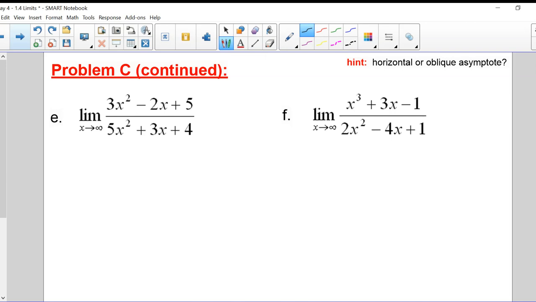Let's move on here. Now, what about as x approaches infinity? Ooh, okay. Hint is horizontal or oblique asymptote. For those of you who remember back to these rational functions, I'm not even going to try to factor this, because that's not the approach here for when you're trying to find out as x approaches infinity. What I'm going to ask you is this.